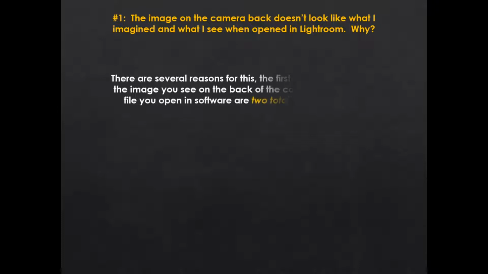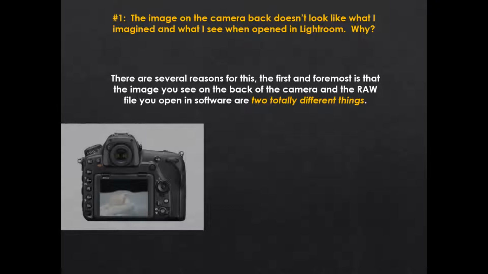So here we are back in the studio, and as we said, the first problem is that when we look at the image on the back of the camera, it's not the same as when we open the file in Lightroom. That, as we said, is because the image you're looking at on the back of the camera is a lower resolution JPEG file created by the camera as it records the file. And when you open the image in Lightroom, you're looking at the raw file with some default settings applied. So they're actually quite different things.